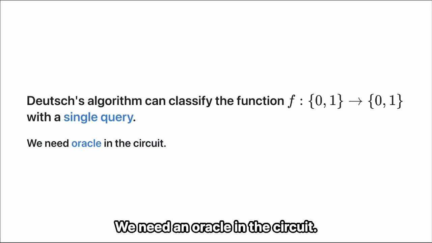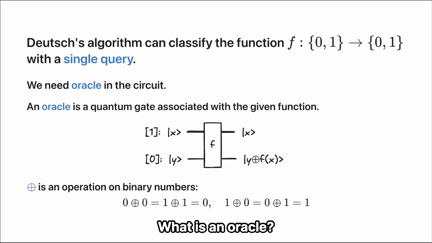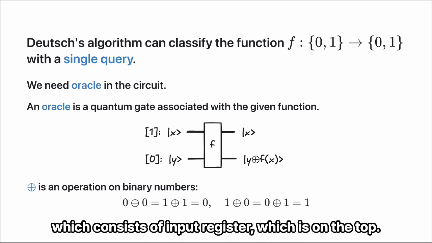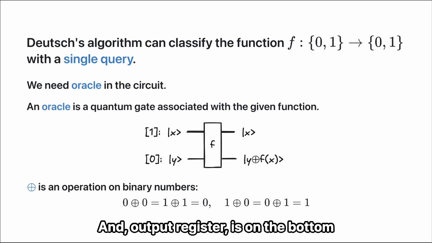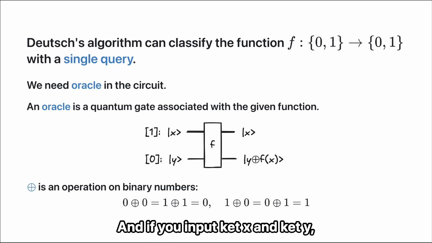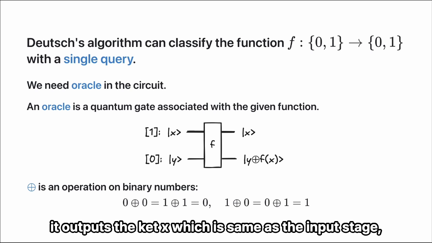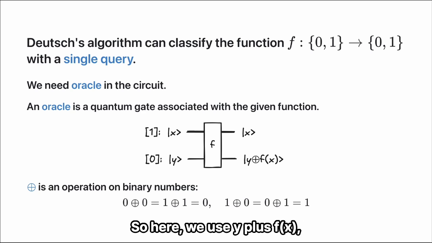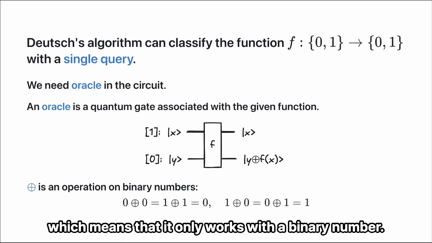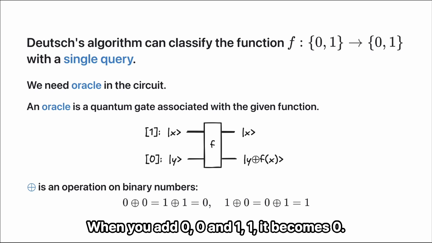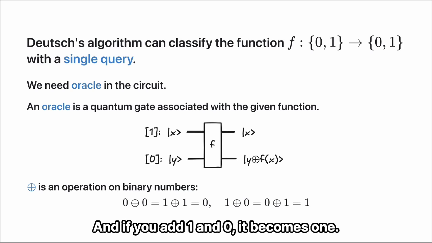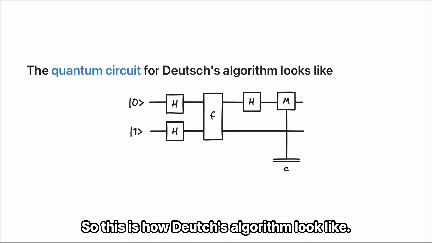So how does it work? We need an oracle in the circuit. What is an oracle? An oracle is a multi-qubit gate which consists of an input register, on the top, and an output register, on the bottom. If you input ket x and ket y, it outputs ket x, the same as the input state, but you change the output register. Here we use y plus f of x. This plus is binary addition, which means it only works with binary numbers. When you add 0 and 0, or 1 and 1, it becomes 0. And if you add 1 and 0, it becomes 1. So this is what Deutsch's algorithm looks like.